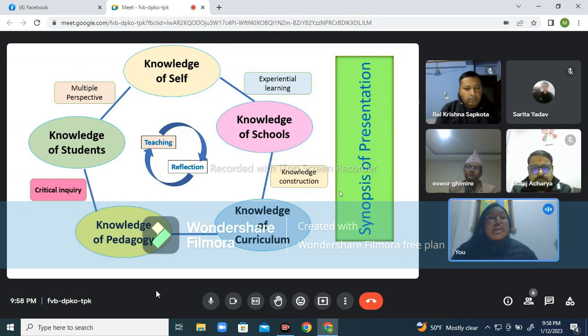Another, the teacher can generate knowledge of the school. That means what should be the nature of the school, what should be the values of the school. Also, what can be the modality of the school in his or her context, that also can be developed by the teacher during these reflective practices. So after going through this diagram, we can say reflective practice is not only helpful for the teacher's professional development, but it is also helpful for the development of student learning, the school, the curriculum, or as a whole, the development of the society. Because teaching is a profession which creates all the professions.